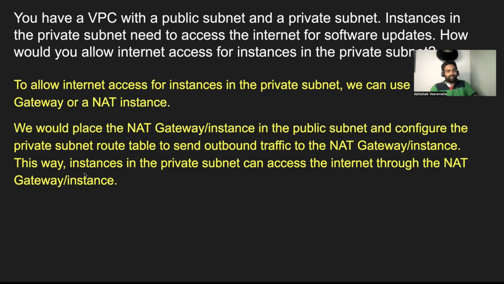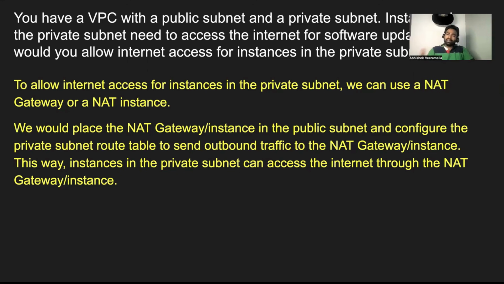The same thing is added here as well. To allow internet access for the instances in private subnet, we use NAT gateway or a NAT instance. We would place NAT gateway in the public subnet and configure the private subnet route table to send outbound traffic to NAT gateway. Of course, this way instances in private subnet can access internet through NAT gateway. And another advantage is, as I just mentioned, the network address translation concept.